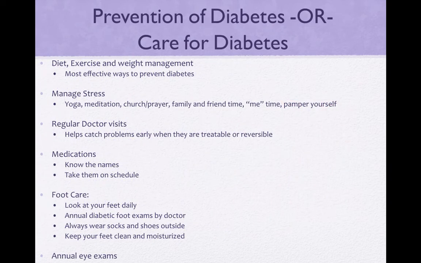So how do you prevent diabetes or care for your diabetes? This is just a little bit more past the ABCs of diabetes care. So diet, exercise, and weight management. Those are probably some of the most effective ways to prevent diabetes. Now, stress management, such as yoga or meditation. A lot of people like to go to church and pray, having family time or friend time, or like I like to say, me time, just to pamper myself.